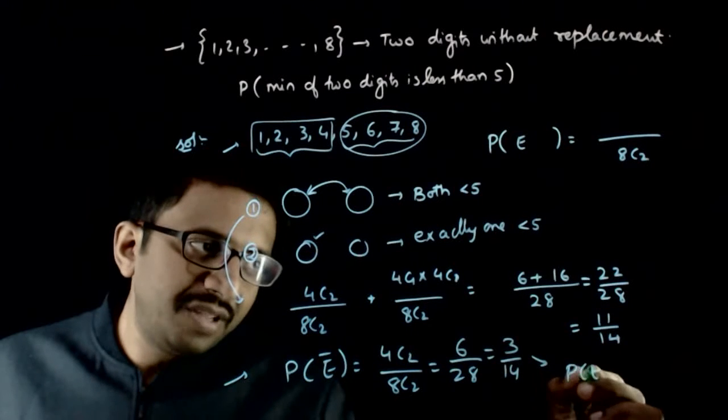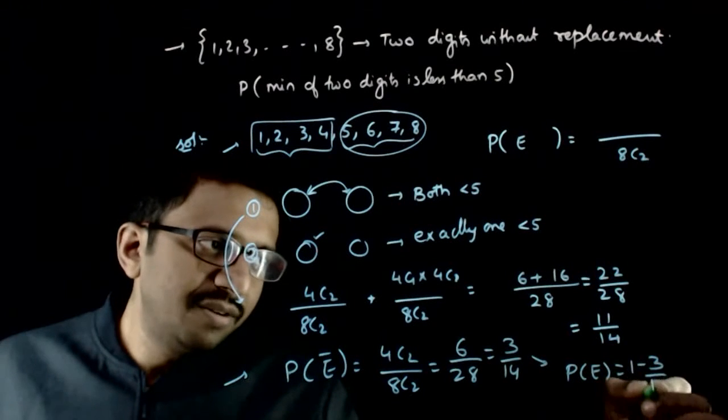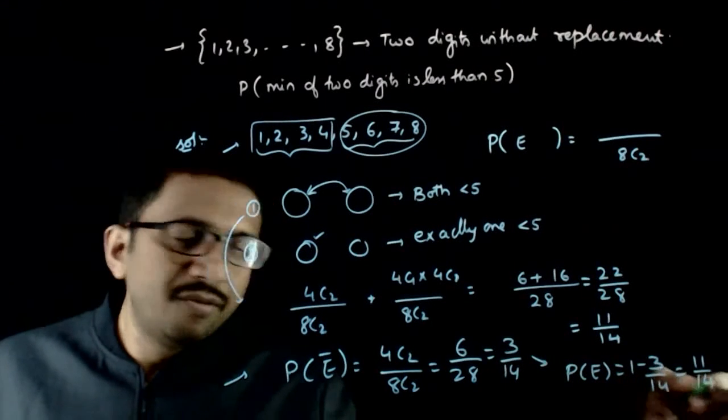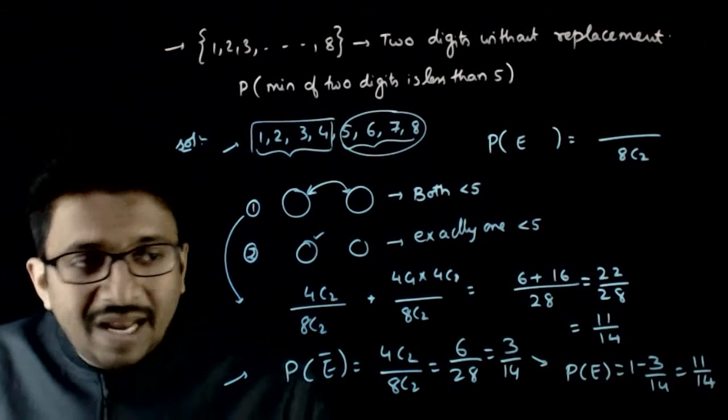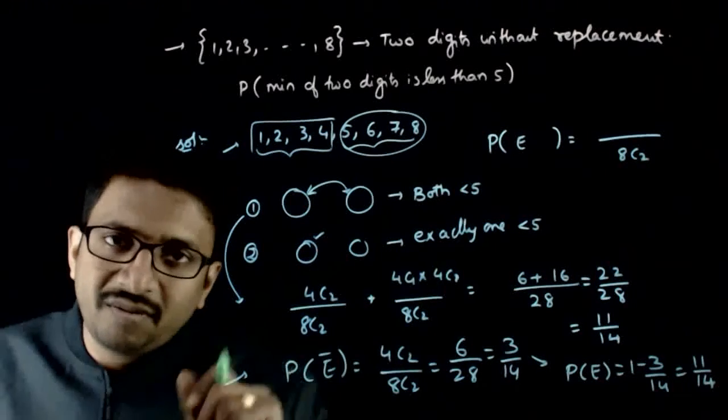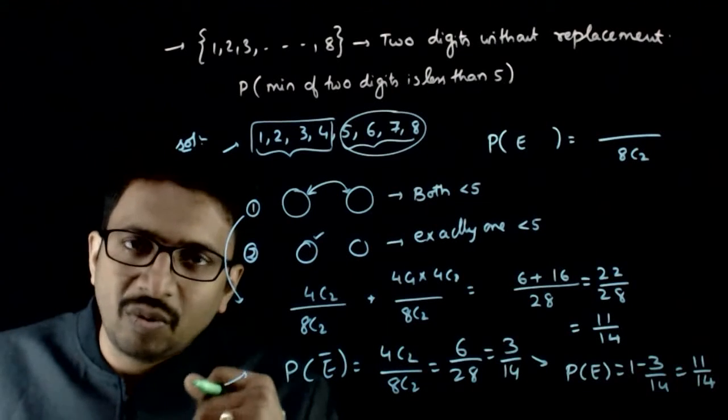So what is the probability of E? 1 minus 3 by 14, that is equal to 11 by 14 again. So you can do it directly with this method or with this method. Whatever you do, you have to be consistent with what you're doing.